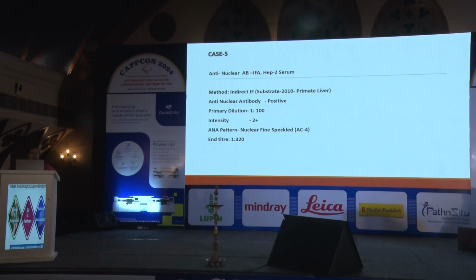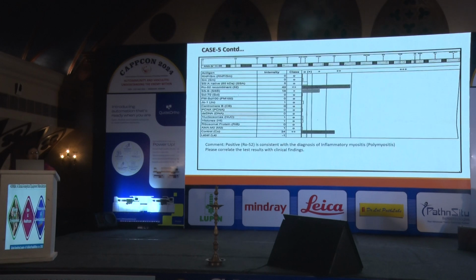And this is the case where I got an intensity of only 2 plus, titer is 1:320 with speckled pattern. And when we did the immunoblot in this LIA, we found that Ro52 was present. Ro52 alone present is always consistent with inflammatory myositis, that is polymyositis. You can see the Jo-1 also is slightly positive.